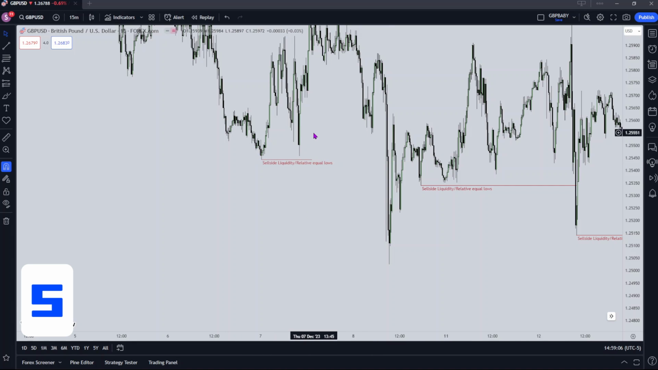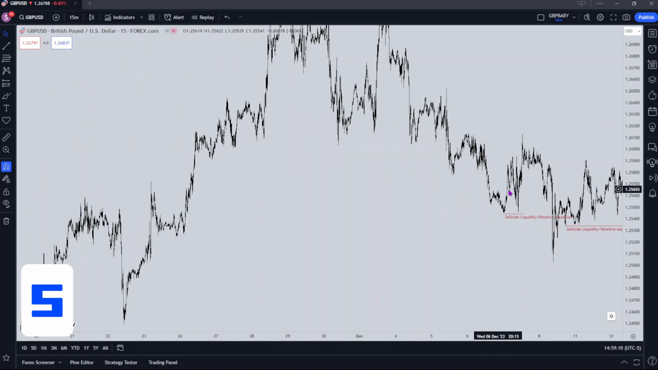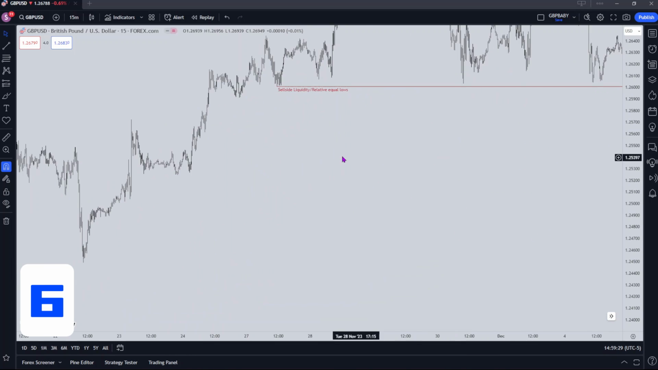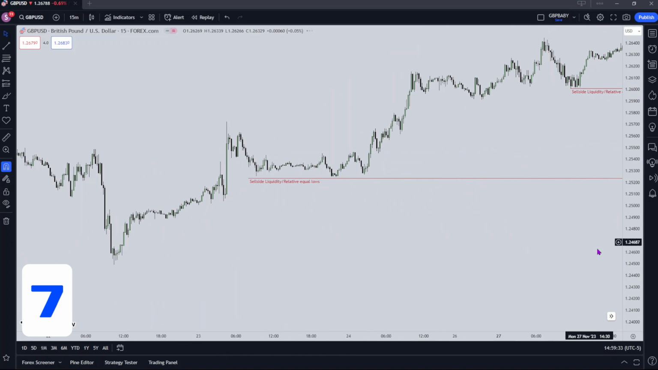Here, relative equal lows. And they are very easy to spot. Once you put the work in and you start back testing, you'll be able to identify them pretty quickly, even here. So these lows are all creating this idea of support at this level, and then look what happens, price attacks it. We have some nice relative equal lows resting below here as well.